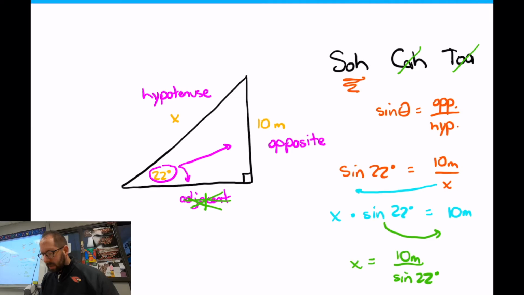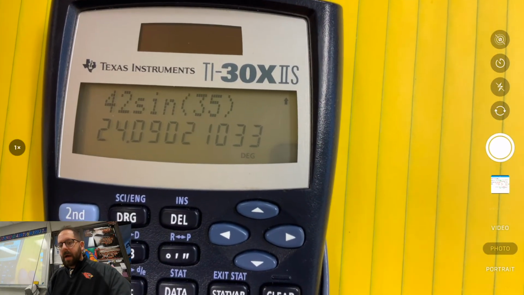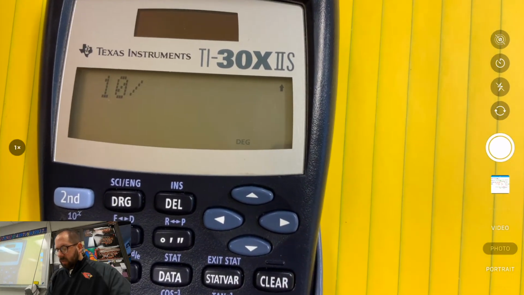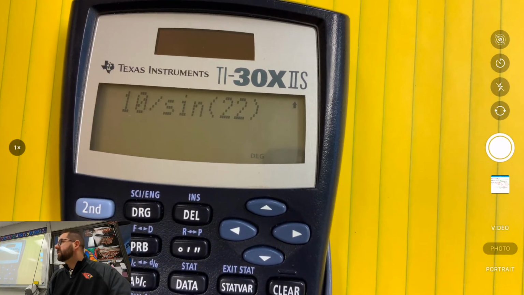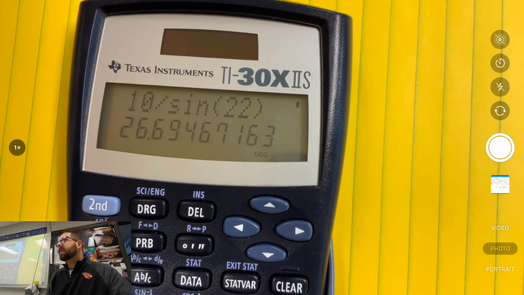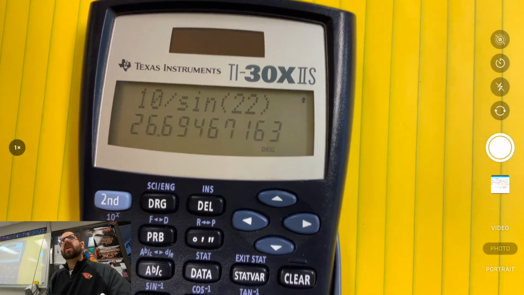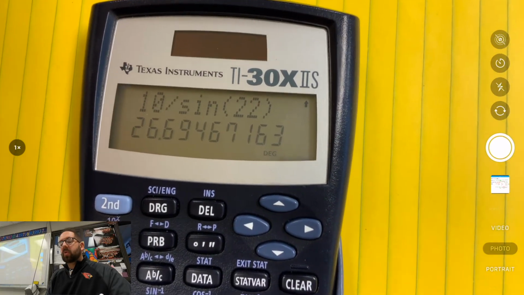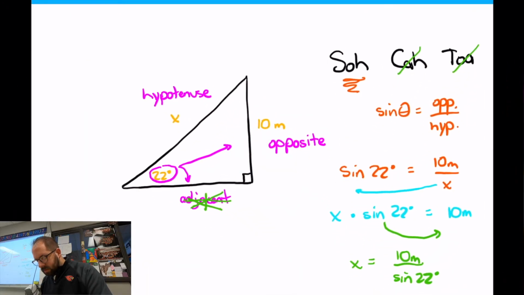So again, I'm going to go back to my calculator screen. So go back to my calculator here. I'm going to type in 10 divided by the sine of 22 and close the parenthesis and hit enter, and it looks like it's 26.69. If you want to go a couple more decimal places, that's fine. More decimal places, the better. But I'll just go 2 decimal places for today. So 26.69. All right, so 26.69, and that's in meters.